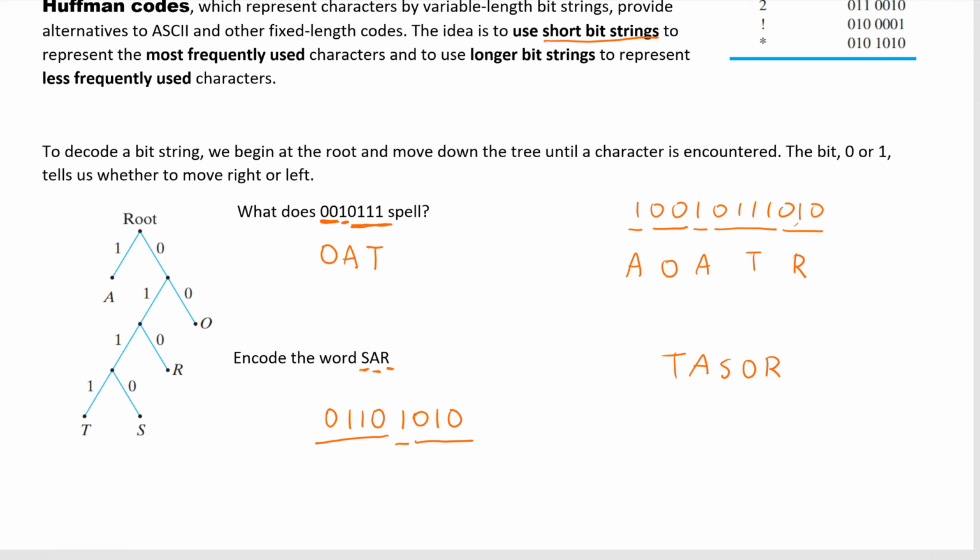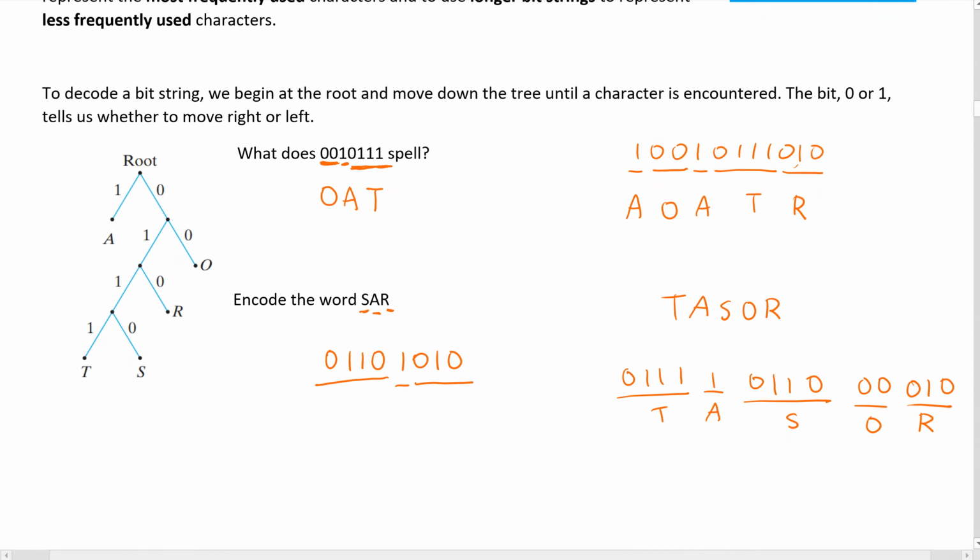Okay, so let's see. T is 0, 1, 1, 1. That's the T. A is 1. S is 0, 1, 1, 0. And then O is 0, 0. Oh, sorry. My O really looks like the 0. And R is 0, 1, 0. So far, so good, everybody?